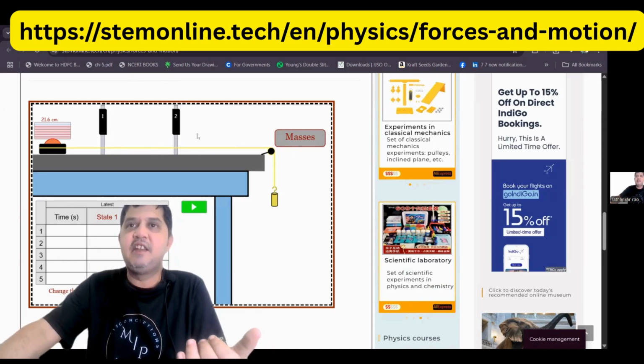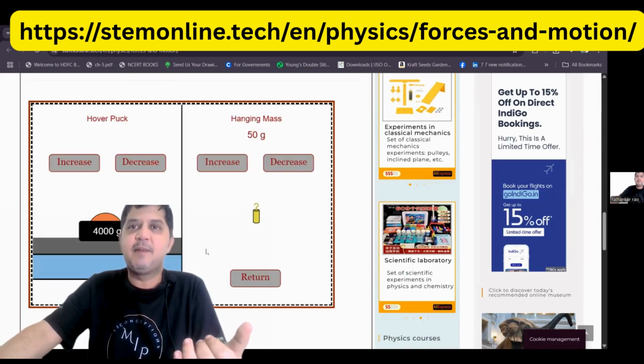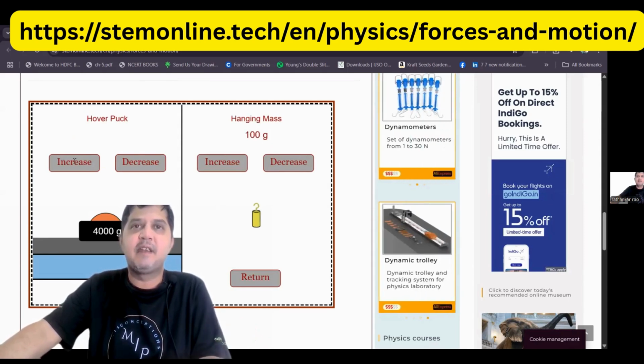Now you can increase the mass over here. I can increase to 100 grams, for example, and this also I can increase. This is the maximum. I think I can only decrease this. Okay, I can only increase it to 4,000 grams. That's it.